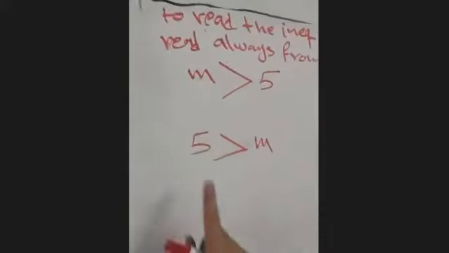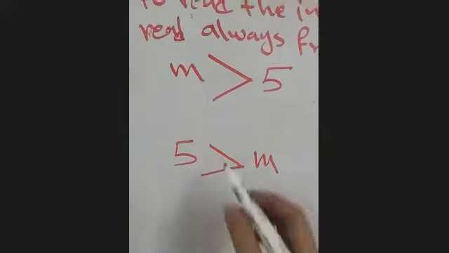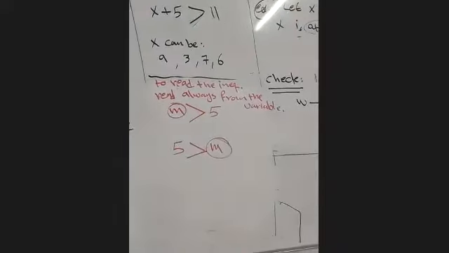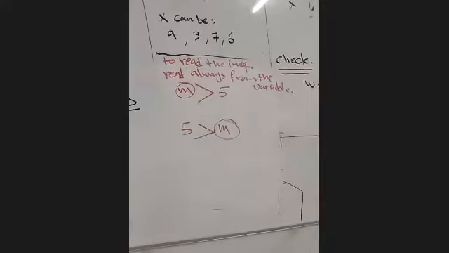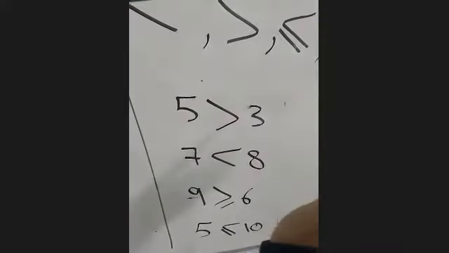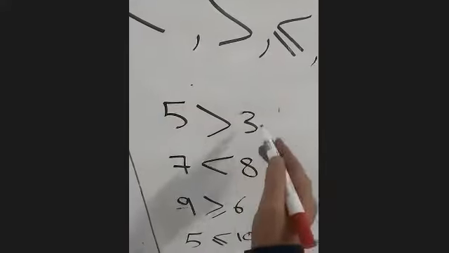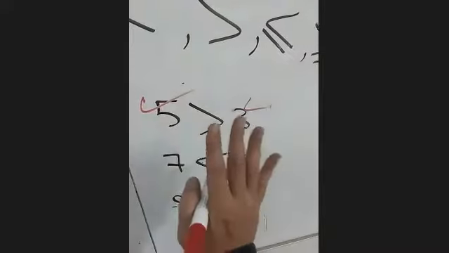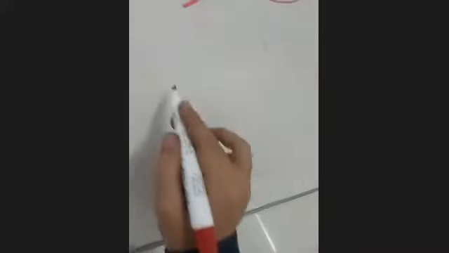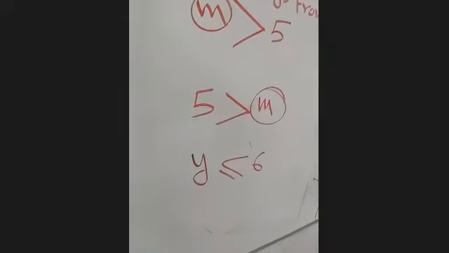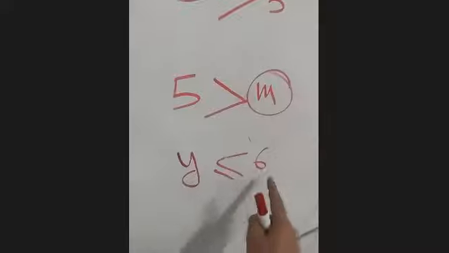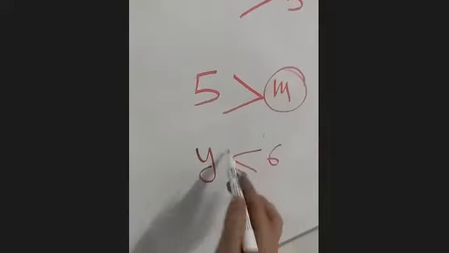Don't say 5 more than m. No. Always read from the variable, always, if you have a variable. But if you have numbers, it's okay. You can say 5 more than 3, or 3 less than 5. It's okay from both sides. But if you have a variable like y, with 6, don't say 6 more than or equal y. No. What we say is y less than or equal 6. We always read from y.